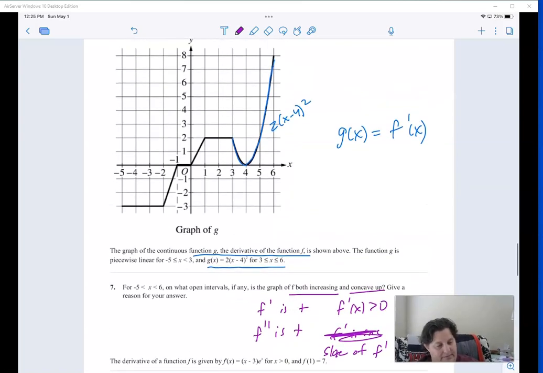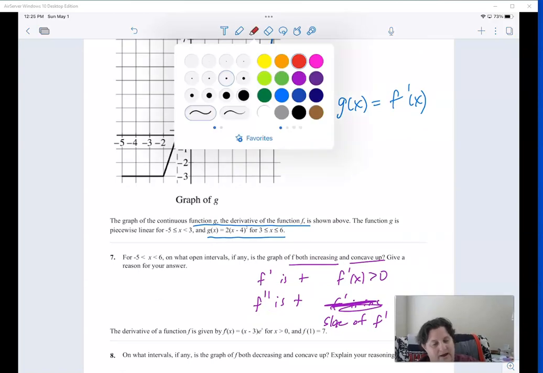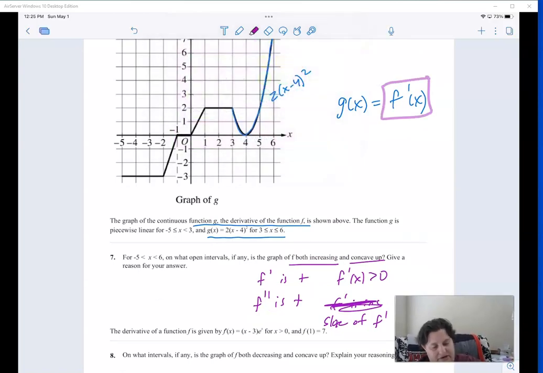So looking up here, f prime, you guys, is the graph of g. So I could just say that this is f prime. Where is it positive? I'm going to highlight the spots where it's positive. Not there because it's equal to 0, but there's positive, positive, positive, and positive. So it looks like f prime is positive basically only from 0 to 6.